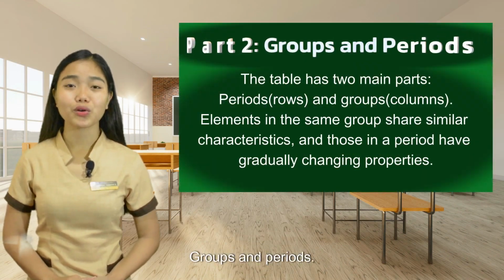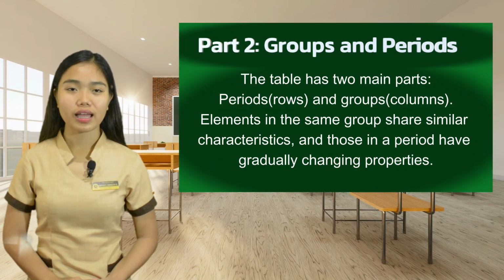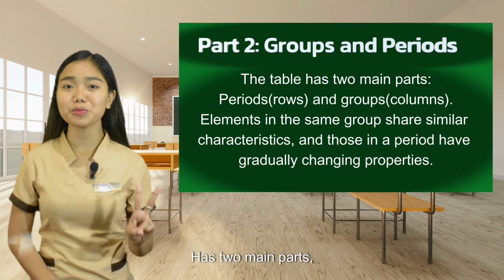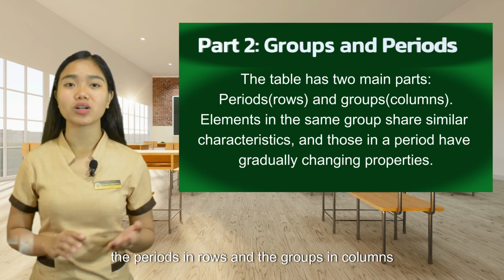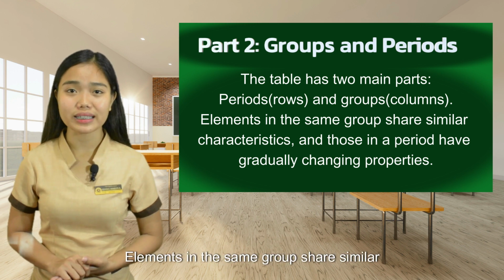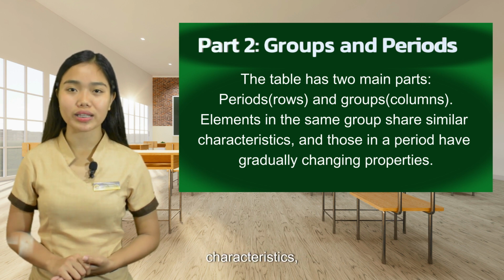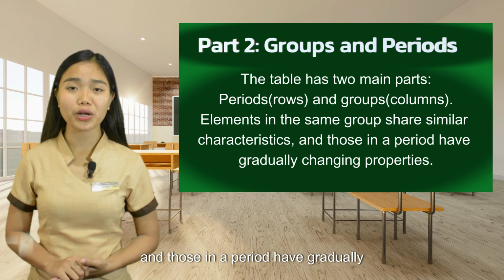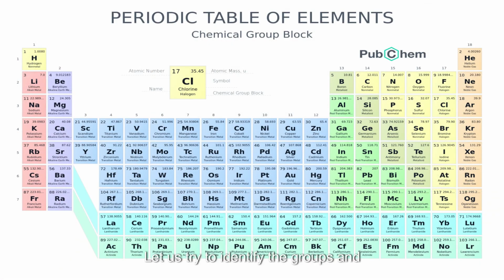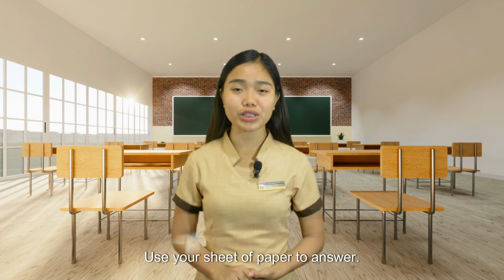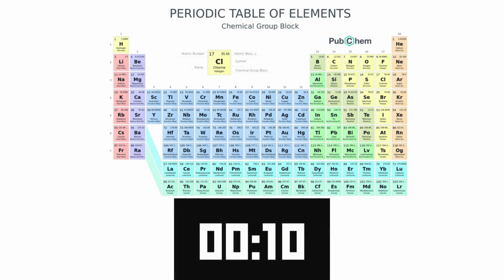Part 2. Groups and periods. Now, the table has two main parts, the periods in rows and the groups in columns. Elements in the same group share similar characteristics, and those in a period have gradually changing properties. Let us try to identify the groups and periods in the periodic table of elements. Use your sheet of paper to answer.